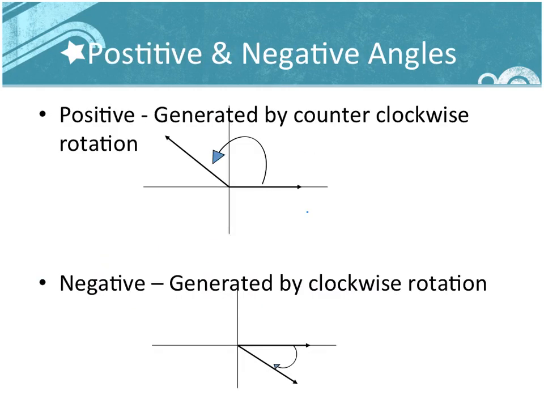Angle measurements can either be positive or negative. If they are positive, then your initial side is on the x-axis, and you're moving counterclockwise around your circle to your terminal side. If you're talking about a negative angle, then your initial side is still on the x-axis, but the arrow is moving in the direction that is clockwise around your circle. So counterclockwise positive and clockwise negative.